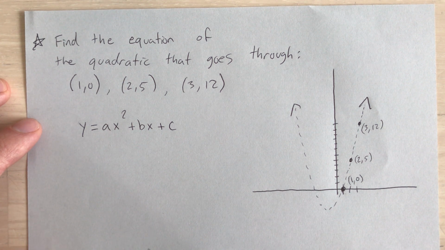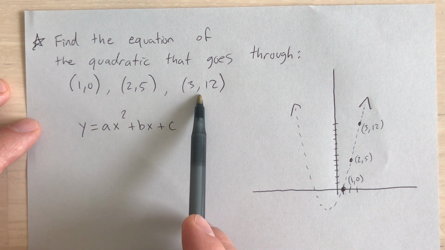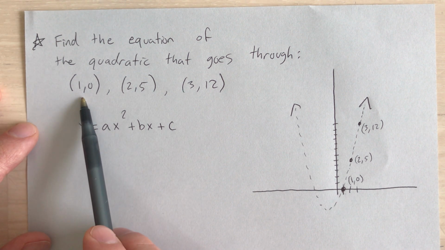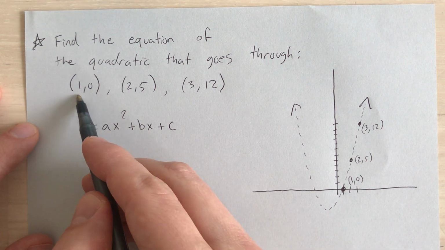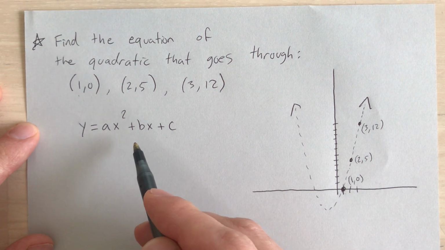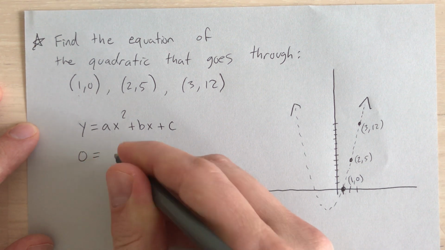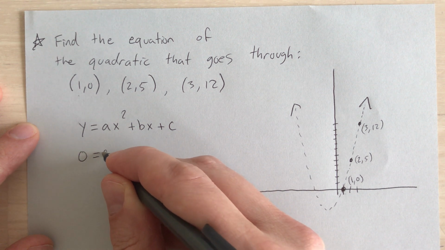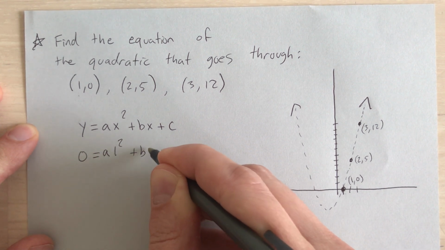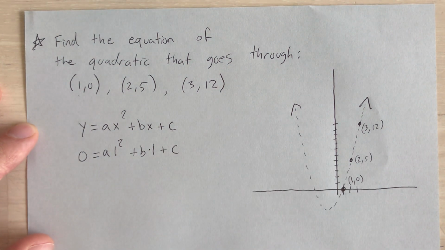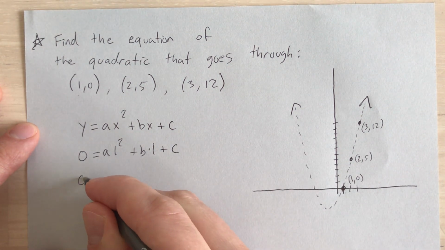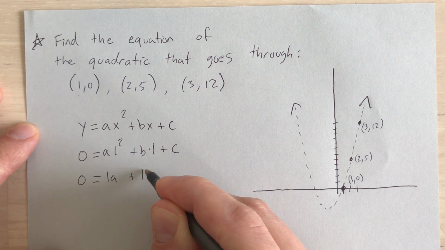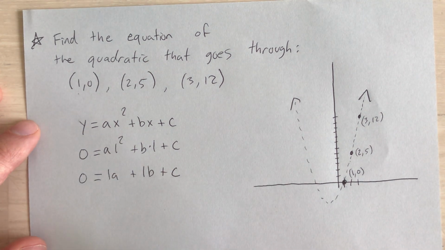Now to get started with this problem, you're going to use each of these points to set up 3 equations to help you solve for a, b, and c. So let's get started with the first point. You're going to plug the x and the y coordinate into this equation. So we're going to plug 0 in for y, and then we're going to plug 1 in for x. So it's going to go like this: a times 1 squared plus b times 1 plus c. Now we're going to clean this up a little bit. So 0 equals, 1 squared a would just be 1a plus 1b plus c. So there is our first equation.